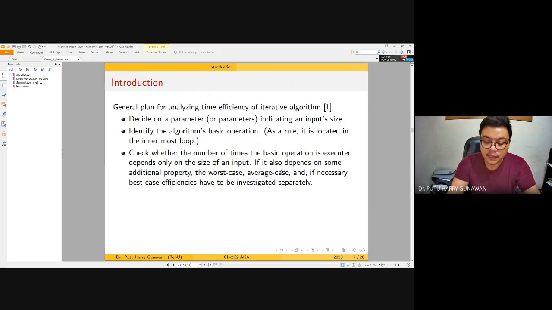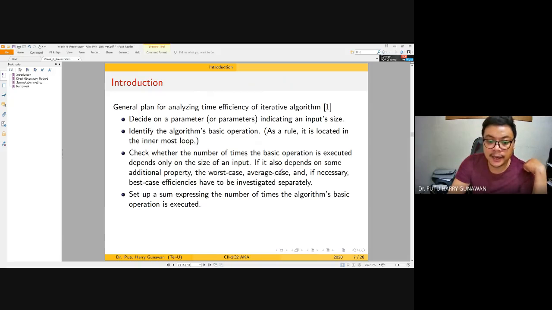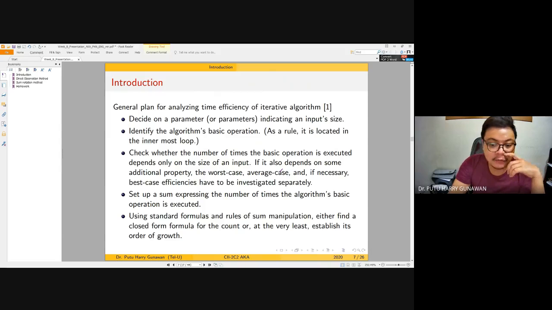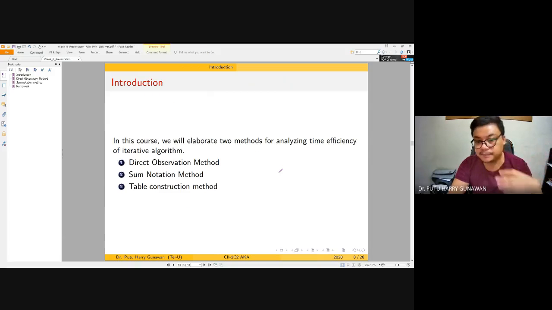Like the previous search example, we need to investigate the worst case, average case, and best case. And the last step is to set up a sum expressing the number of times the algorithm's basic operation is executed, using standard formulas and so on.